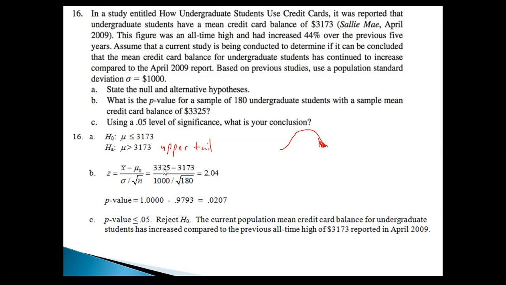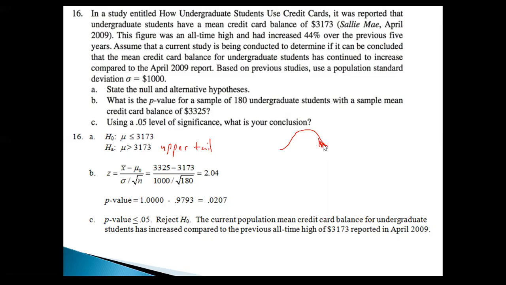X bar, that's going to be our mean of 3325. Mu naught was the 3173. Sigma, they told us, was 1000, and there were 180 undergrad students. So we plug that in our calculator, we get 2.04. Now, if we look in the table for z-scores, that comes out to be 0.9793.